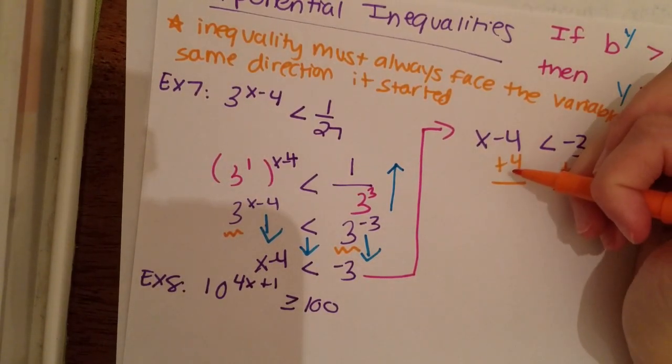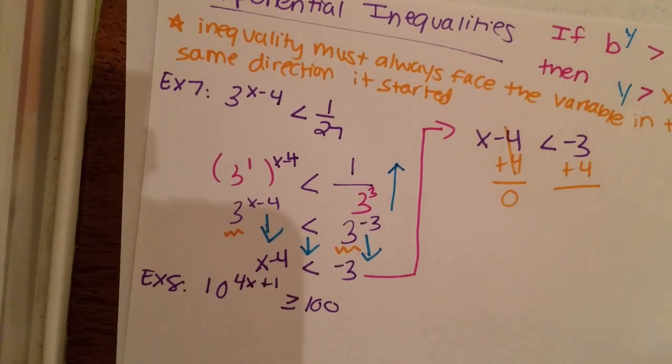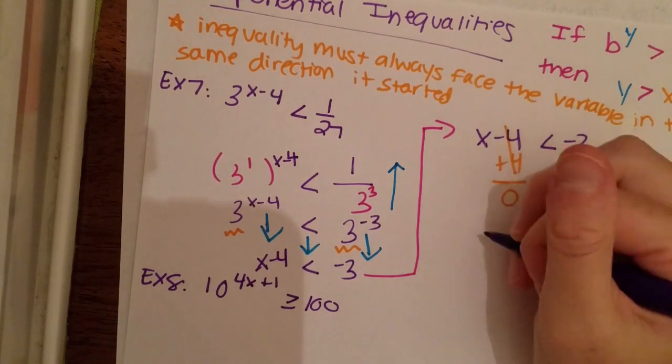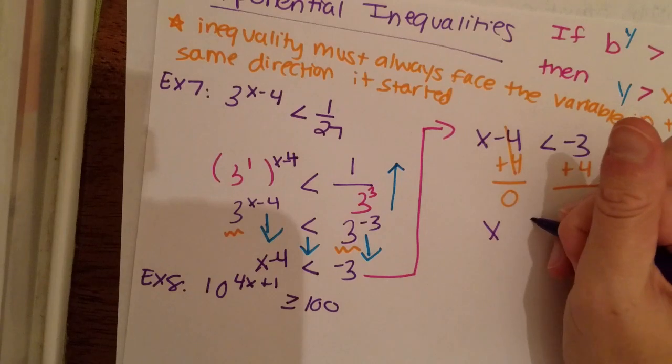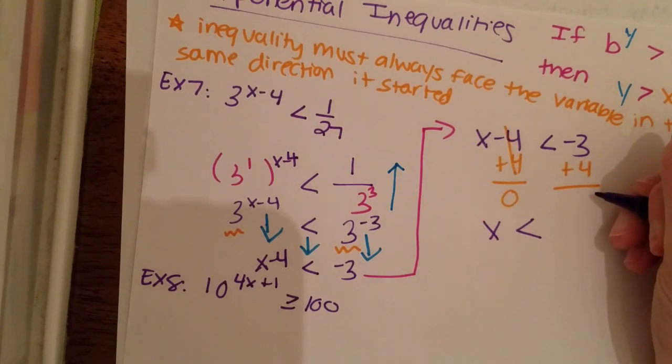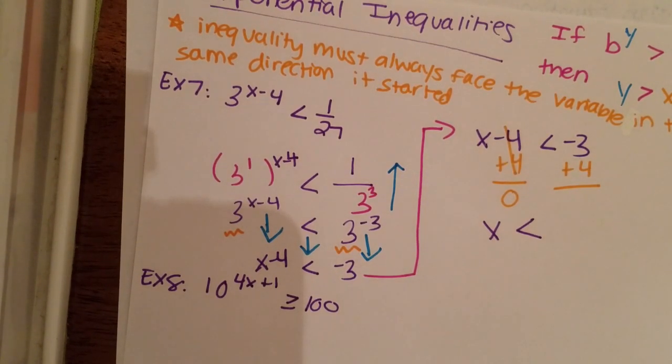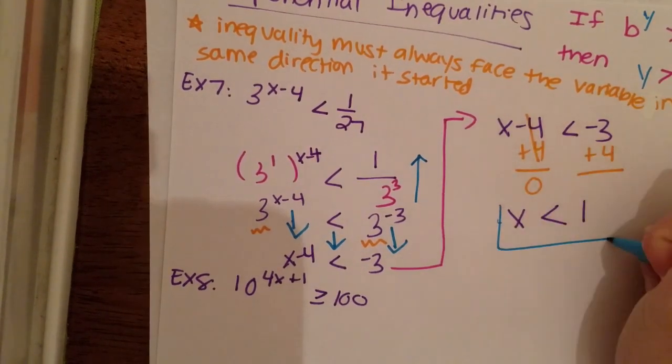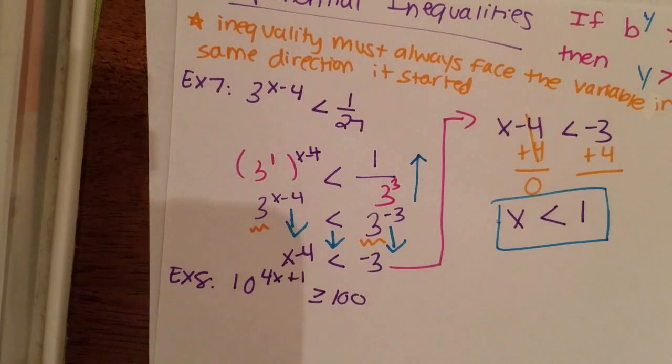Okay, so negative 4 plus 4 will cancel and turn to 0. So I'm going to be left with x, bring down my symbol, is less than negative 3 plus 4 gives me a 1. And that would be my answer, you guys. So x is less than 1. Pretty nifty, right? Okay, so let's keep going.